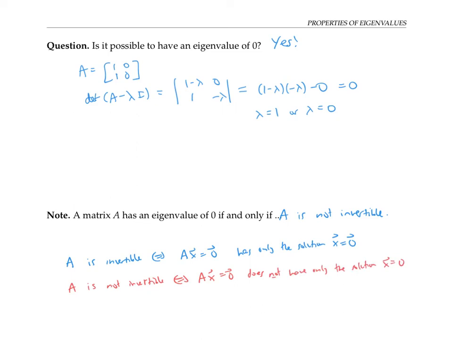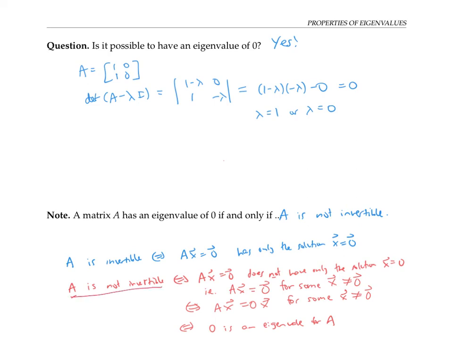X equals 0 is still a solution, so this means that there must be some other x that's not 0 that's also a solution. But the equation A times x is the 0 vector is equivalent to saying A times x is 0 times x, since 0 times x is the 0 vector. That's just the same thing as saying that 0 is an eigenvalue for A. So we've shown that A is not invertible if and only if 0 is an eigenvalue for A. And that's exactly what we wanted to prove.